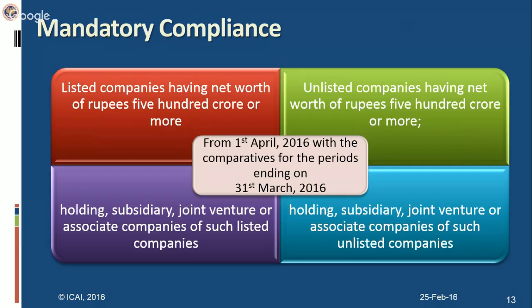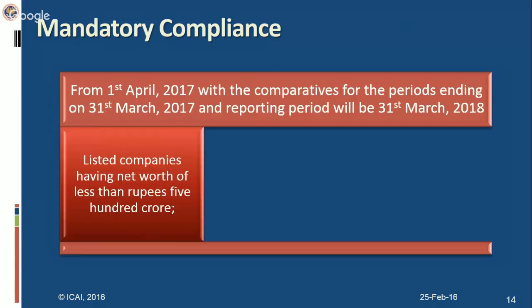These companies as well as their holding, subsidiary, joint venture, associate companies of all such listed and unlisted companies whose net worth is rupees 500 crore or more are mandatorily required to apply Ind AS, no option to them. Okay, they cannot say that we will not apply. They have to apply. The earlier PPT was meant for the date from 1st April 2016.